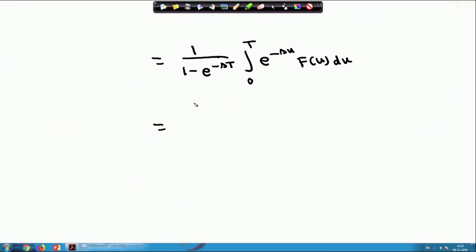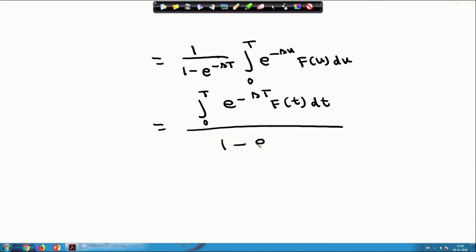Or in other words, the same integral I can write as the integral from 0 to T of e^(-st) f(t) dt, divided by 1 minus e^(-sT). So, once I do this, it completes the proof of my theorem.